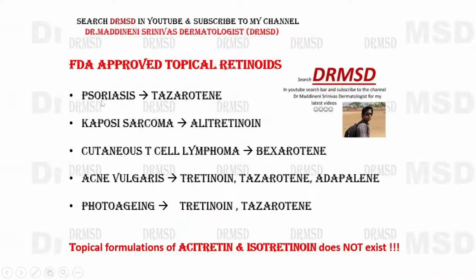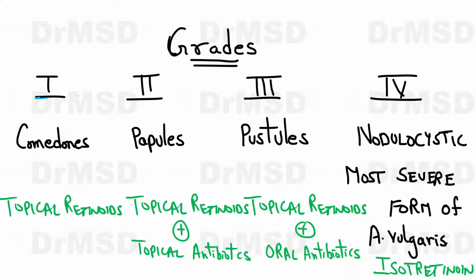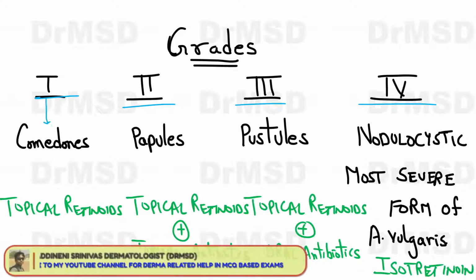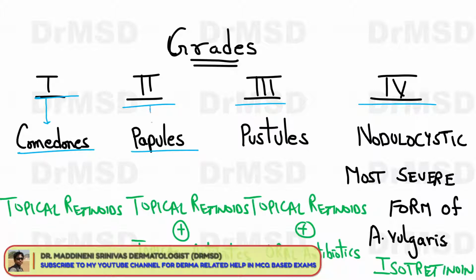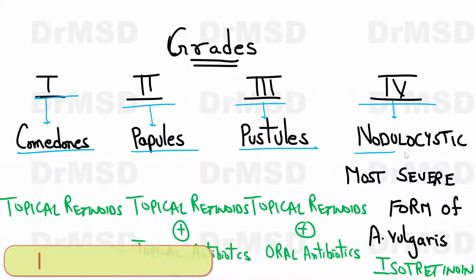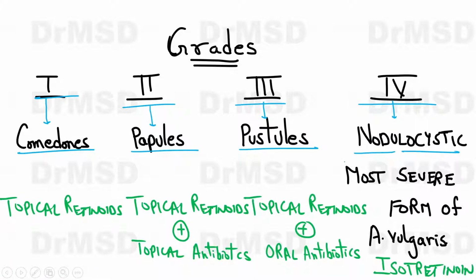Okay, so grade 1, grade 2, grade 3 and grade 4. What are these grades based upon? If the predominant lesions are comedones, then we are going to call it grade 1 acne. If they are papules predominantly, then it is grade 2. If there are pustular lesions predominantly, grade 3. And if there are nodulocystic lesions, that is nodules and cysts, both of them are there, then it is grade 4.